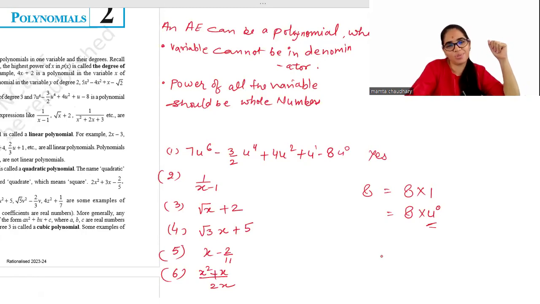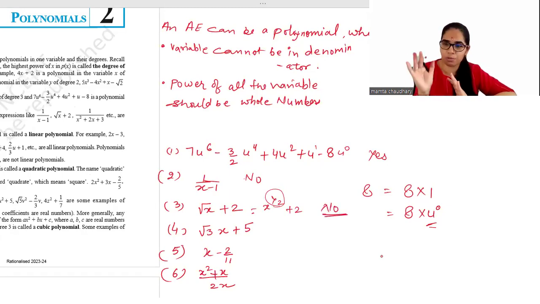Okay. Now let's move to the second question. First of all, this x is in the denominator. Can we take it in the numerator? No, we can't. So this is not a polynomial. It is an algebraic expression, but it is not a polynomial. Now the third one, root x. What do you mean by root? Root means power half. So root x can be written as x raised to power half. Now tell me, is half a whole number? No, it's not a whole number. If it is not a whole number, it means this third one is not a polynomial.